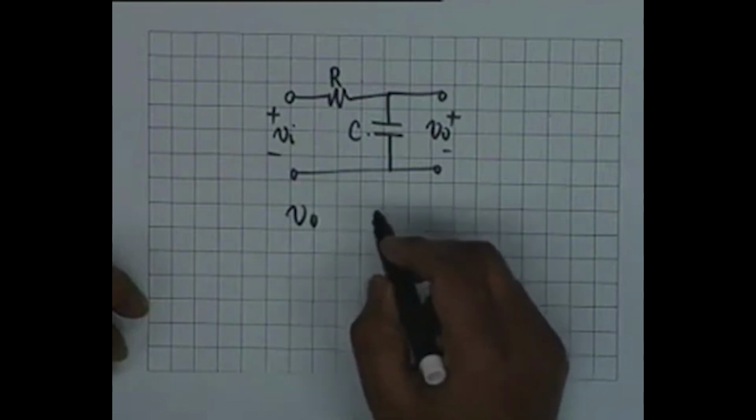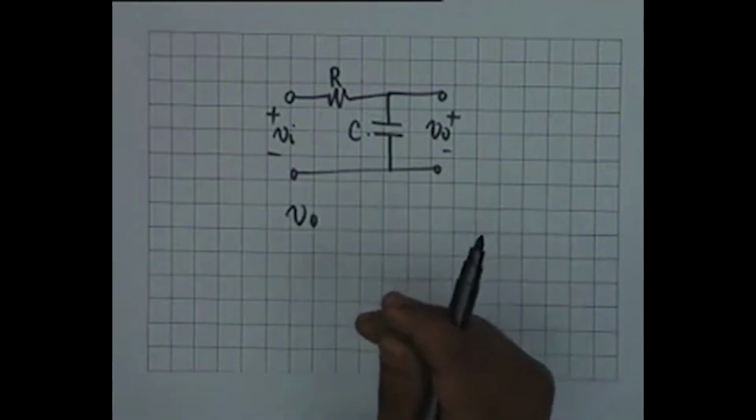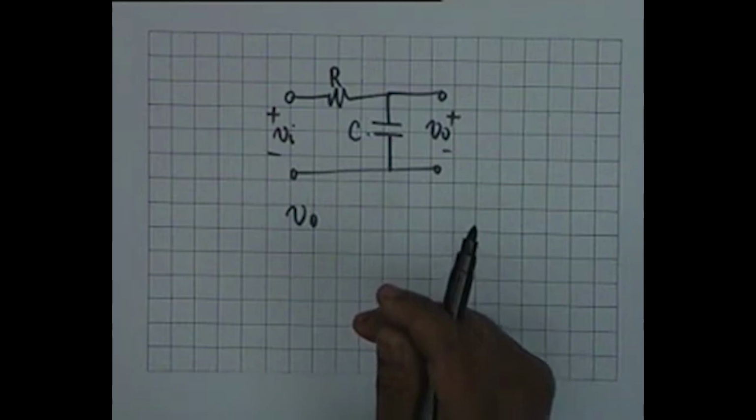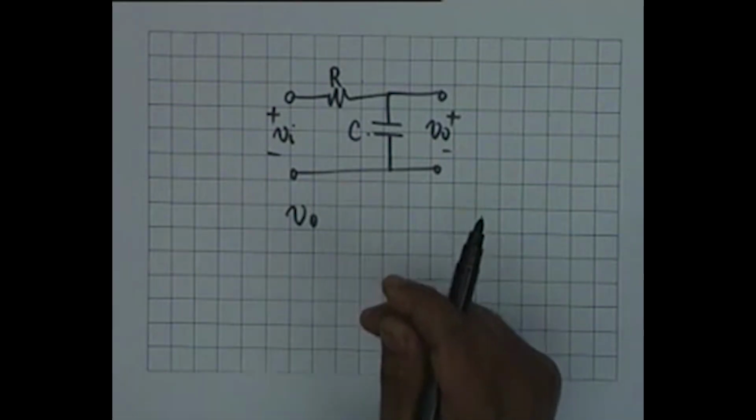So in the previous case, if we increase the resistance very much, even large, then the output voltage will also increase. That means it can magnify the output voltage.